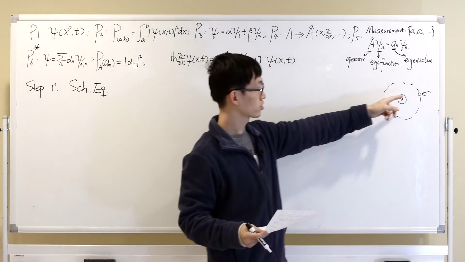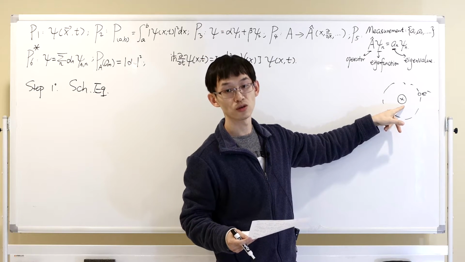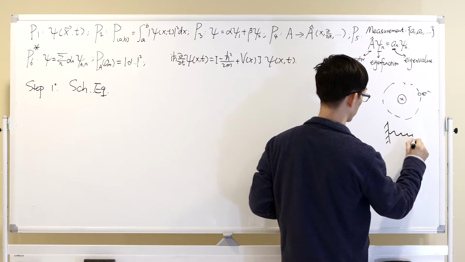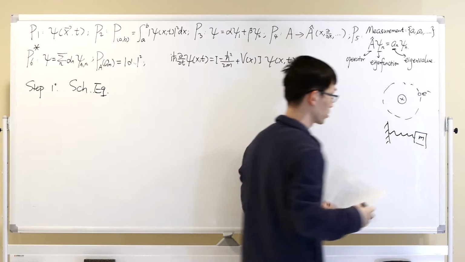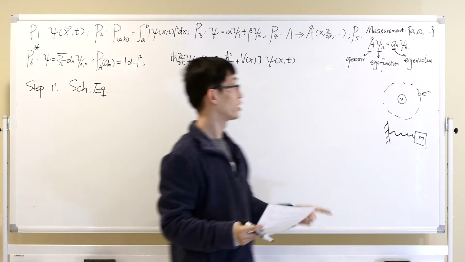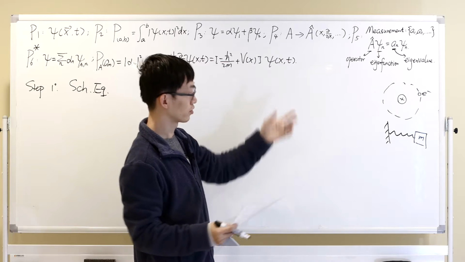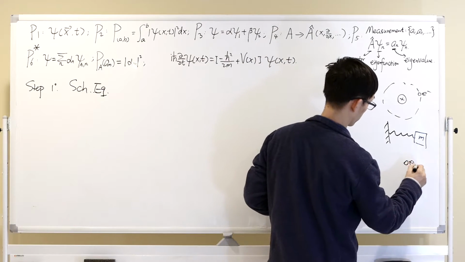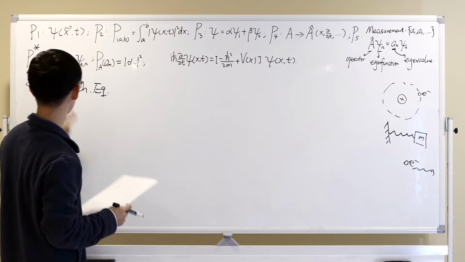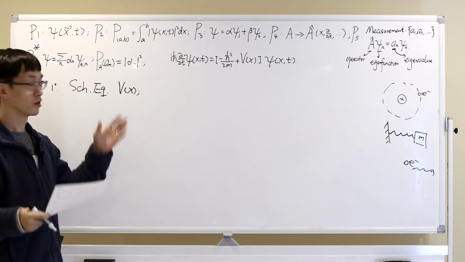For example, if your electron is circulating around a nucleus, then your potential is given by Coulomb's force. If your particle is connected to a string and doing periodic oscillation like a harmonic oscillator, then your potential energy will also be different. And you can have a free electron, where there's no potential energy. The potential energy is 0. So step 1 is just to write down the potential energy.